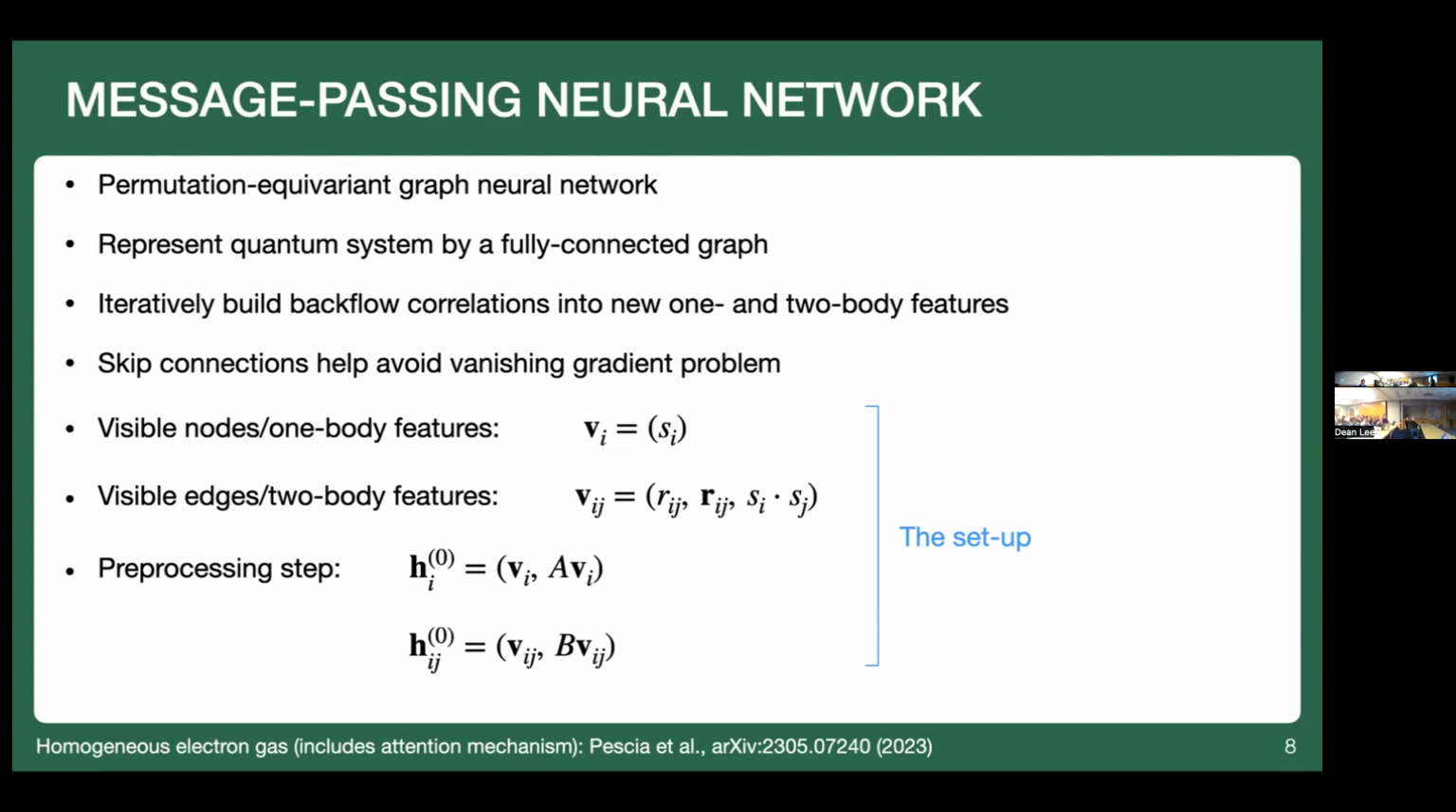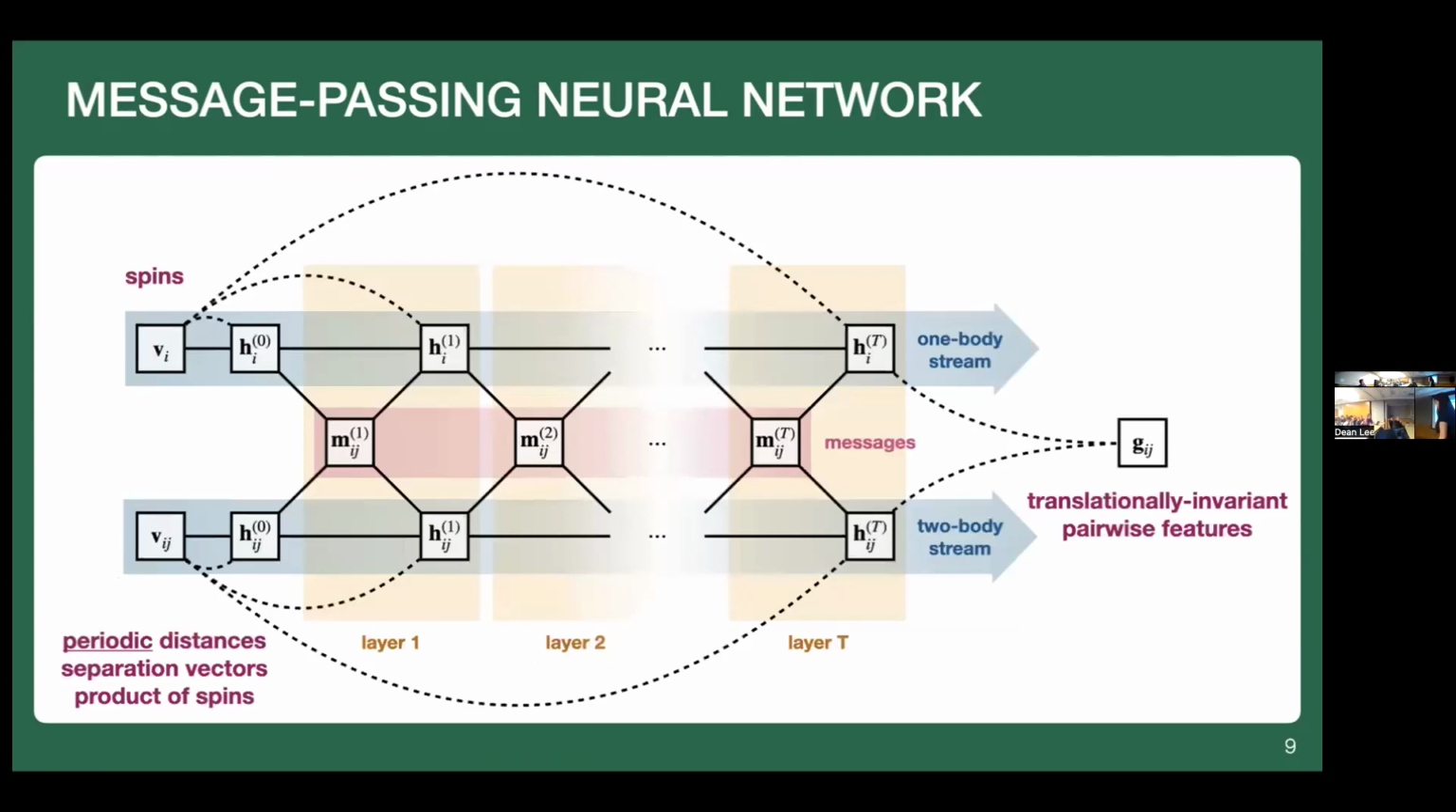Can you relate these R's and S's to the X's from the previous slide? Was X just a pair of R and S? X is going to be R and S, so X_i would be R_i and S_i. Yeah, so this is kind of what we're going to use as our input for the one- and two-body streams. And then I have this picture here that makes it a little bit clearer.